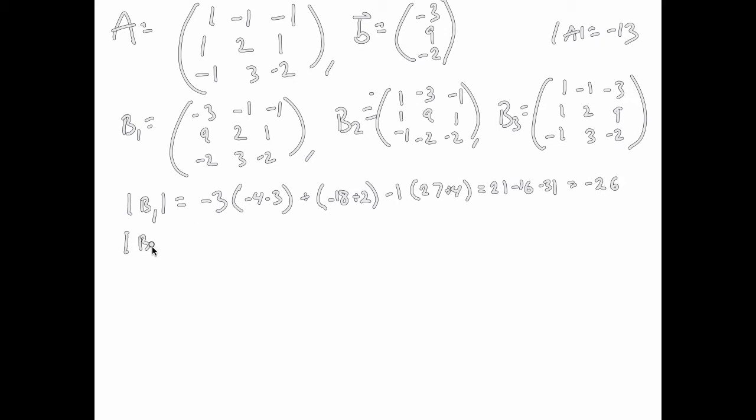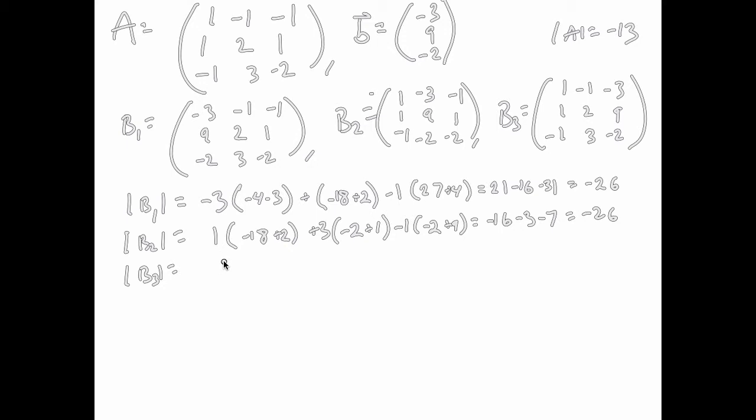Okay. B2. Again, first row, we get 1 times negative 18, because the 9's there now, plus 2. Plus 2. Then we get special sign here, plus 3, negative 2, plus 1. And then we keep the sign over here, negative 1. That's negative 2 plus 9. We add them all up. We get negative 16 minus 3 minus 7. That equals minus 26 again.